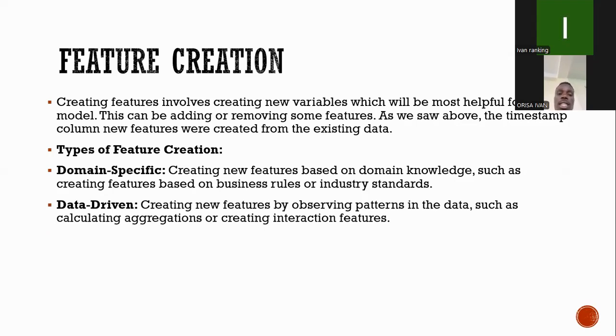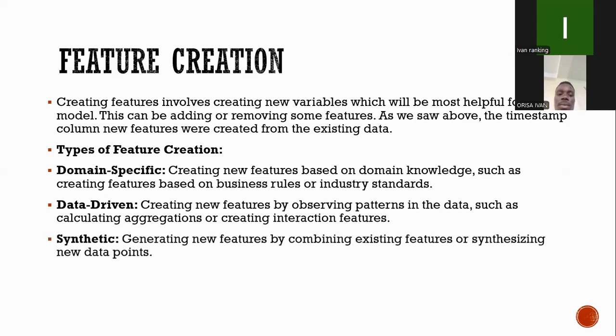Then when we look at data driven, we create new features by observing the patterns in the data. You can see from the previous data, we used data driven because we had to create new features by observing the patterns in the data. Then there is synthetic, which generates new features by combining existing features or synthesizing new data points. So these are some of the types of feature creation that we carry out with data.